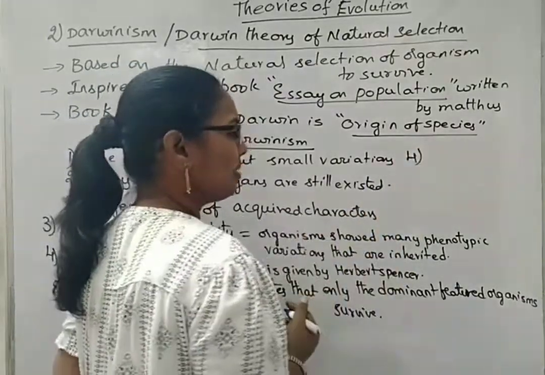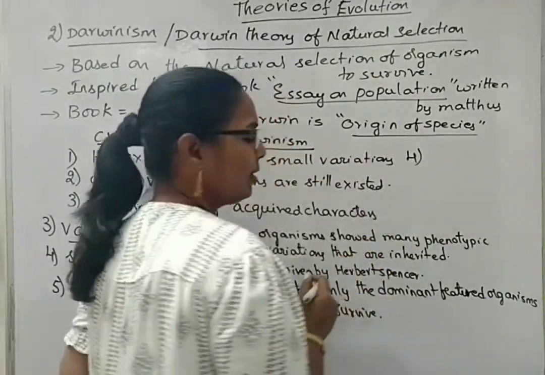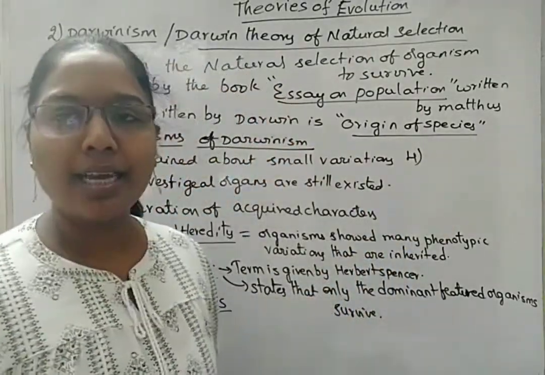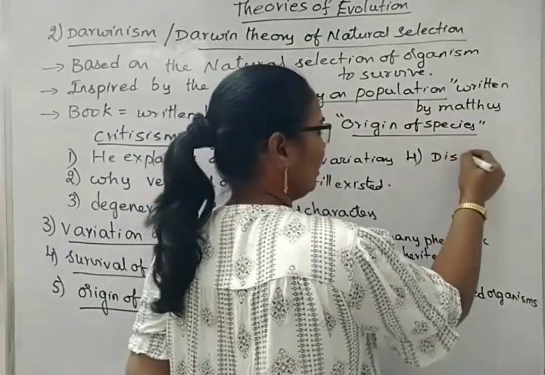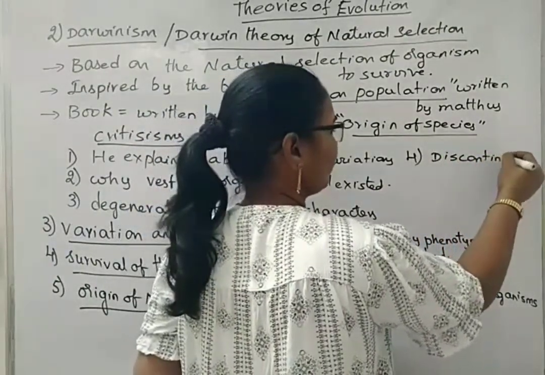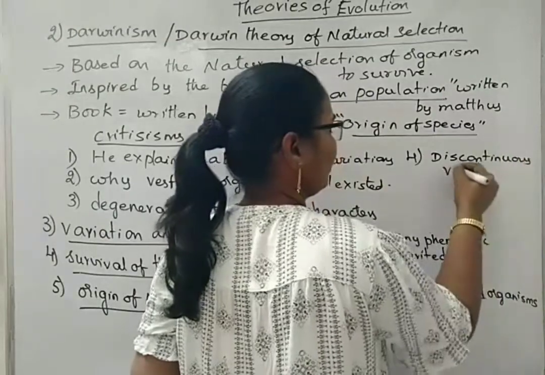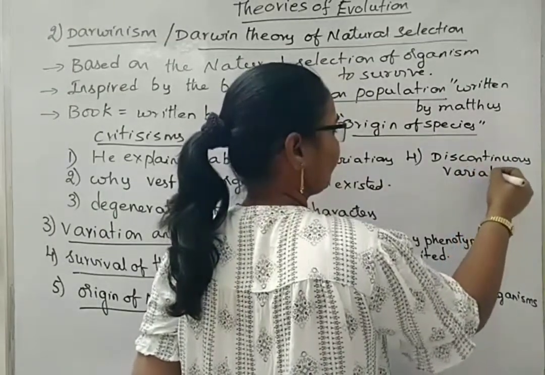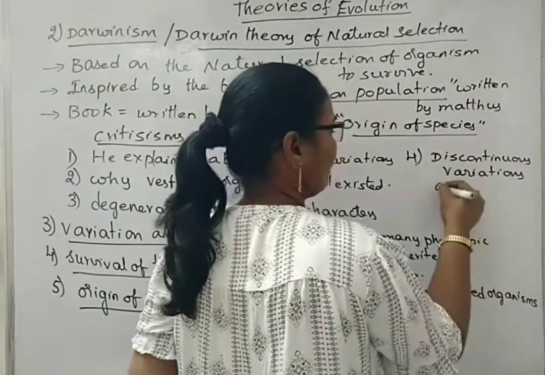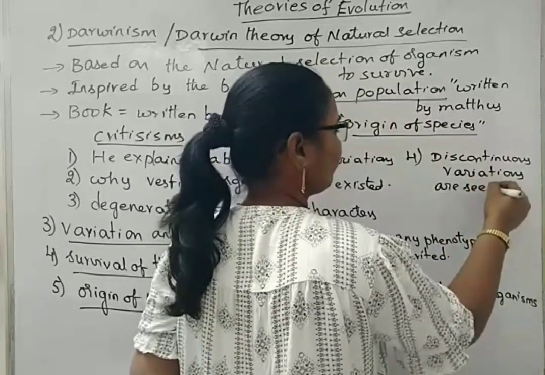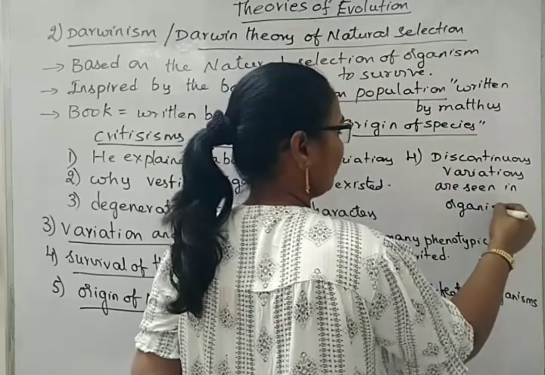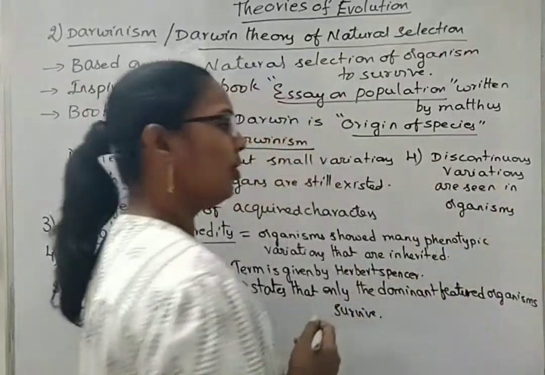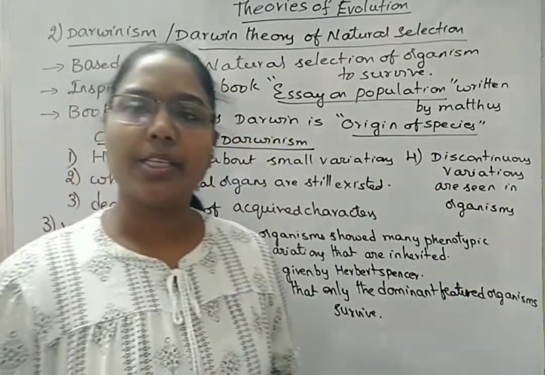Last criticism is he did not explain about discontinuous variations. Discontinuous variations are seen in organisms. Why? What is meant by discontinuous variation?